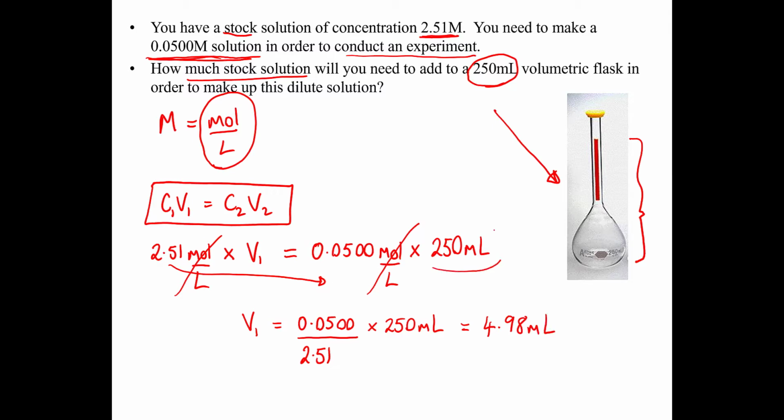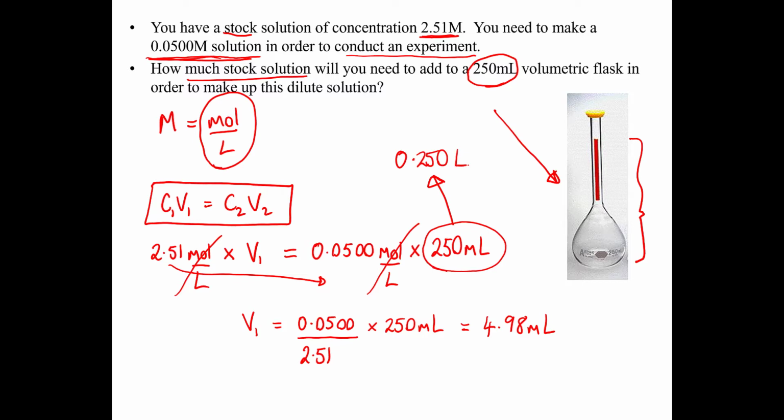Another way you can do this is by converting backwards and forwards from milliliters to liters. This is perhaps a better option because we're really always going to be working with the SI unit of liters for volume. And so 250 milliliters, of course, is 0.250 liters. The answer would come out the same.